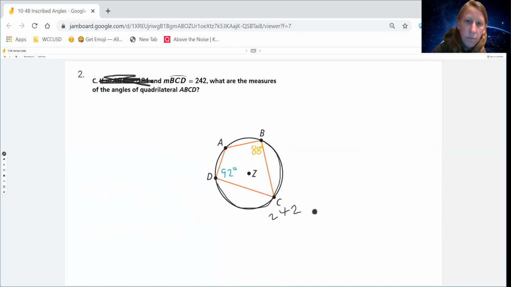Okay, so what angle do we know? Or what angle is that going to give us? Well, all the way around here is 242. And this angle here is crossing the circle at B and D. So this angle, angle A, is the inscribed angle for this arc. So this is going to be 121. What's 242 divided by 2? 121.